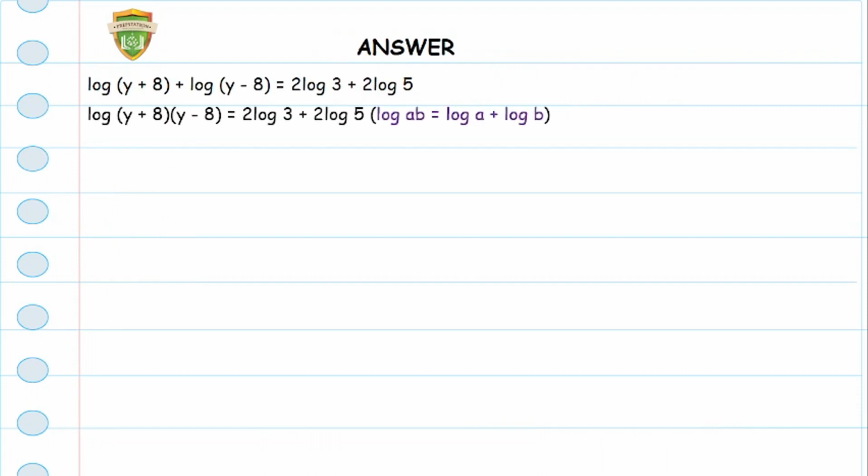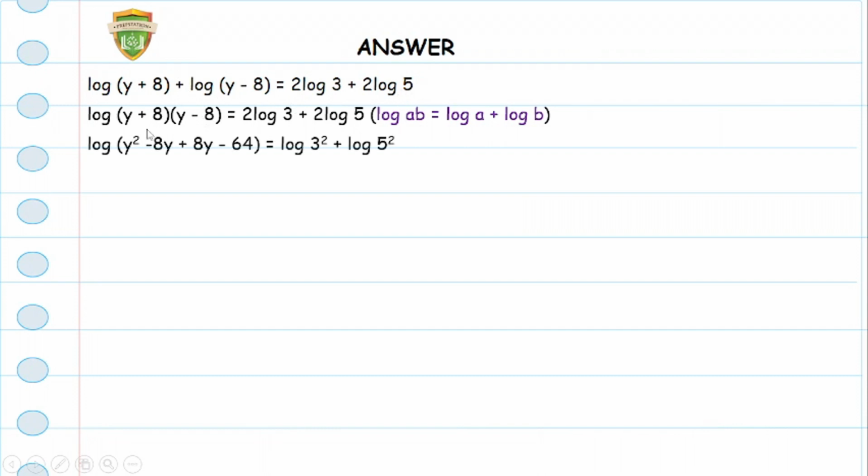Now, one of the logarithmic laws says that if I have log AB, the log of a product of two numbers, then it is equal to the log of one of such numbers plus the log of the second one. So basically this is like working backwards. I have log A plus log B, so that means that it becomes log AB. So that's what I did here. Log (y plus 8) plus log (y minus 8) became simplified to simply log (y plus 8)(y minus 8), and this is equal to 2 log 3 plus 2 log 5.